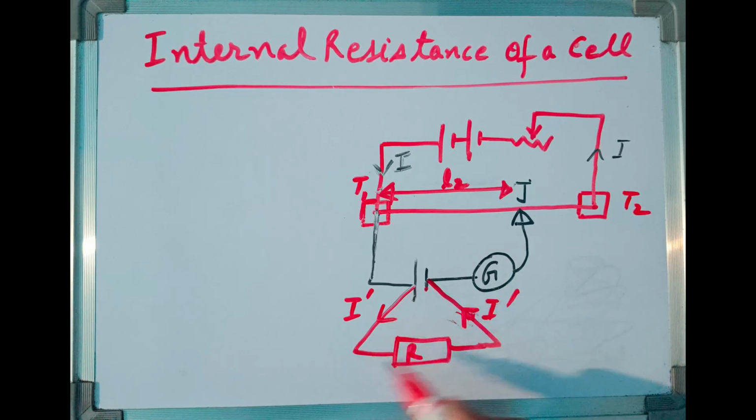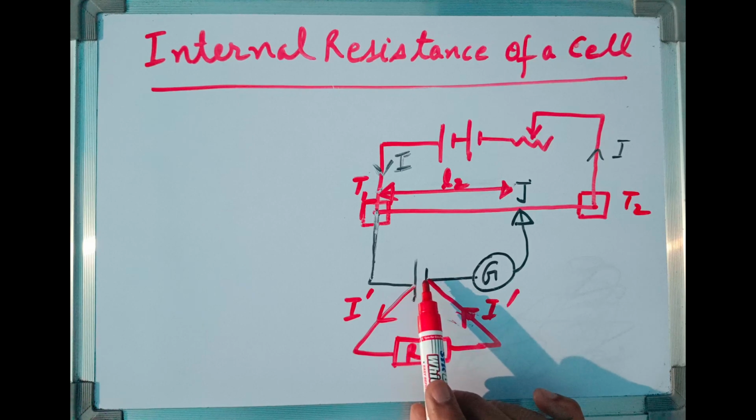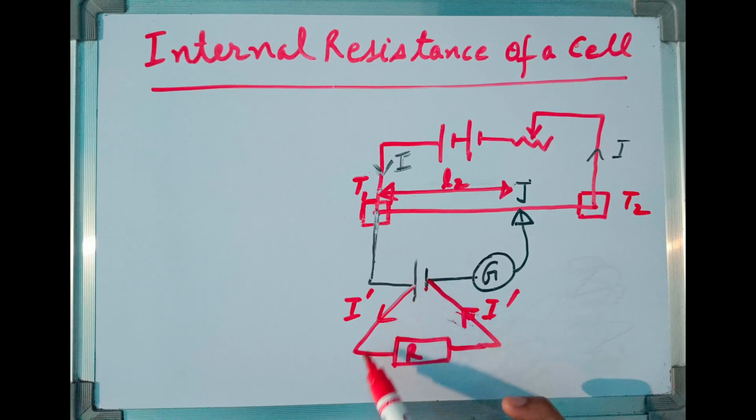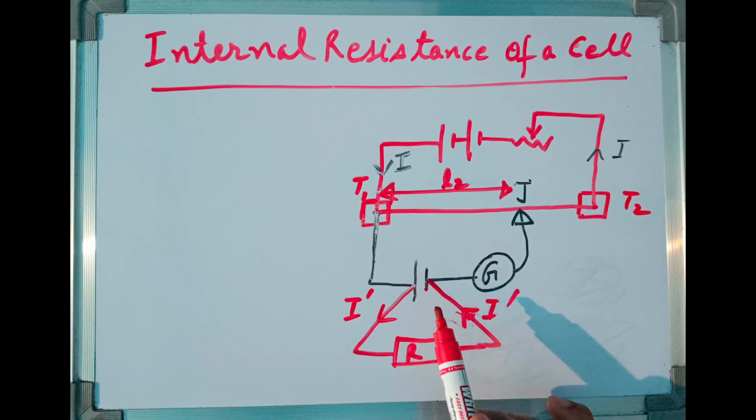It will be drawn from the cell. When current is drawn from the cell, then the difference of the potentials of its two terminals is called potential difference. When no current is drawn, then this difference is called EMF of the cell.